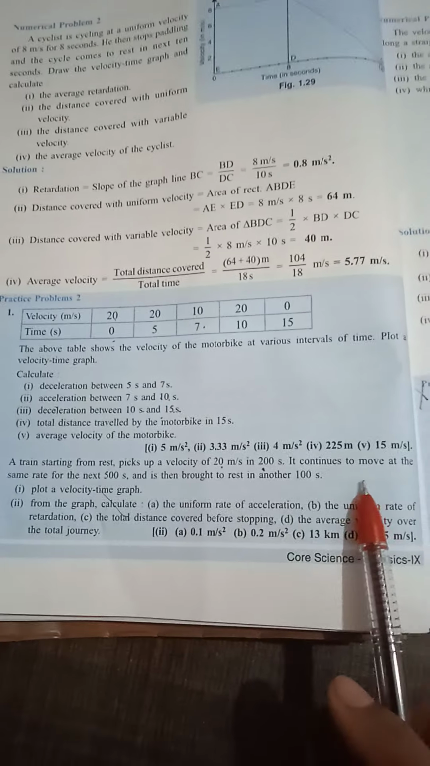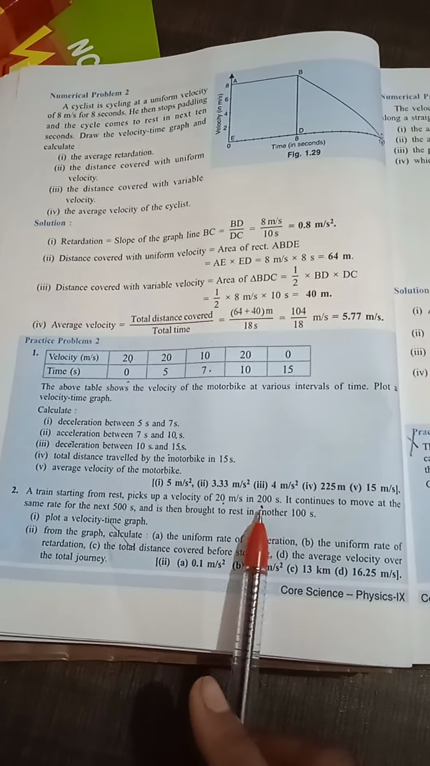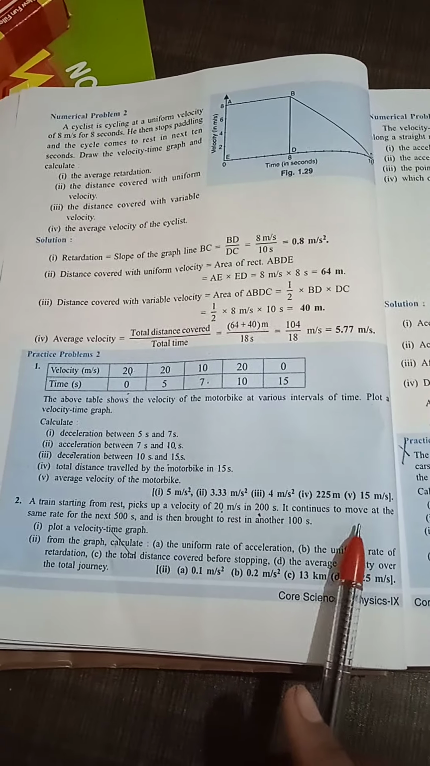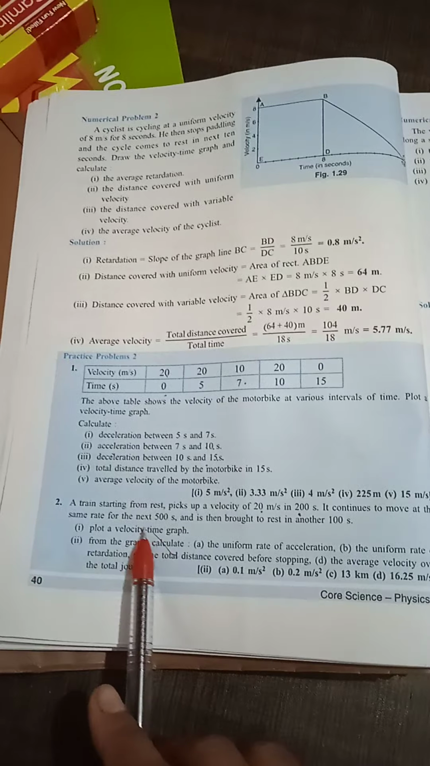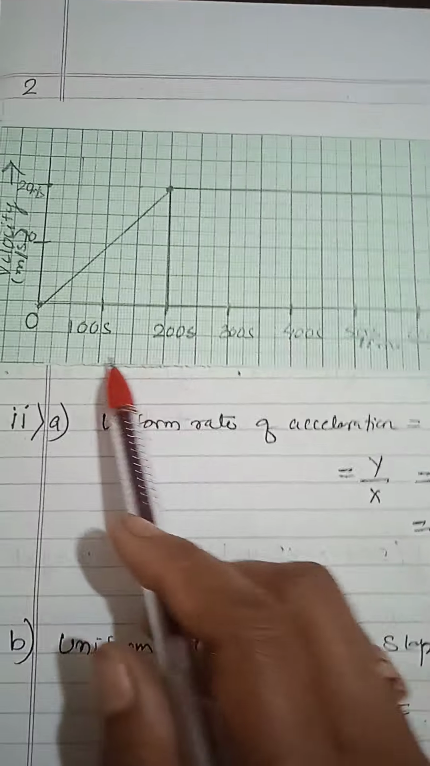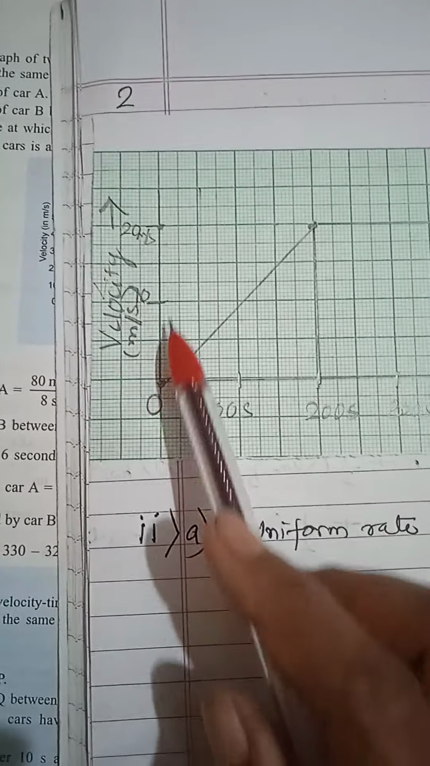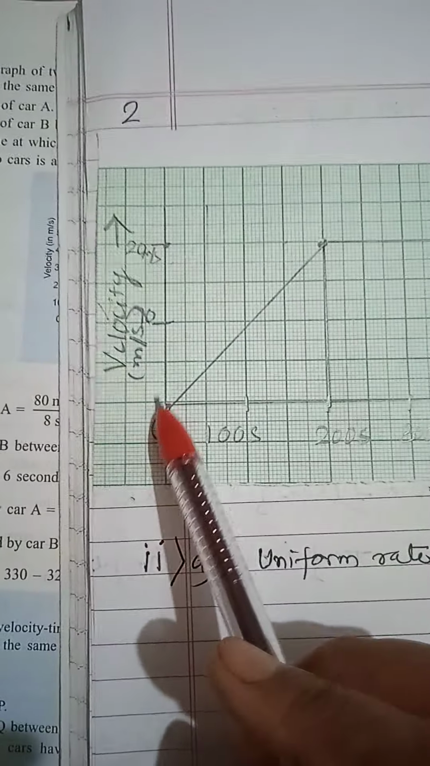Now the last question of practice problem number 2. Here, according to the statement, you have to draw the graph. A train starting from rest picks up a velocity of 20 meter per second in 200 seconds. It continues to move at the same rate for the next 500 seconds and is brought to rest in another 100 seconds. So I have taken the values as 100 seconds, 200, 300, 400, 500, 600 till 800. And here the speed is only 10 and 20. So 2 squares I have taken as 10 and 20.